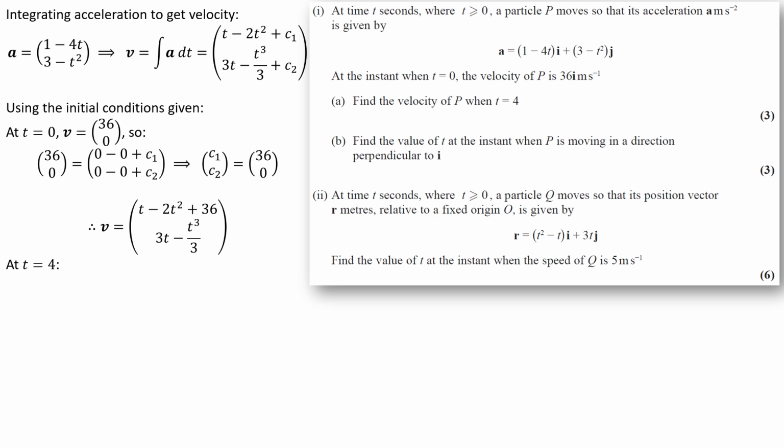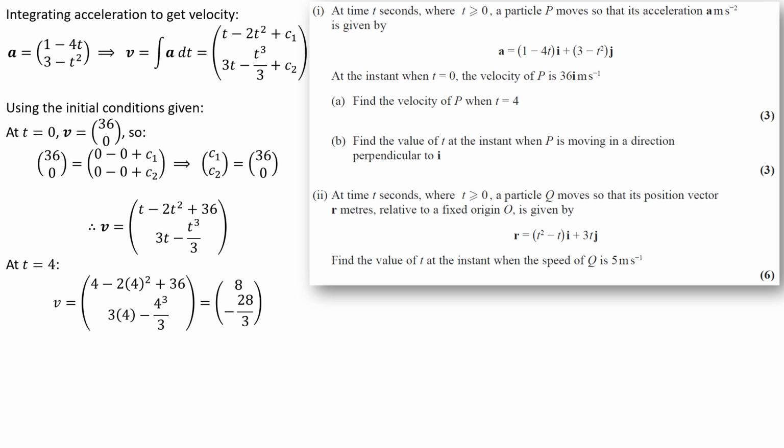Once you've got an expression for v, I can substitute in t equals 4 and I get a particular velocity. I'm keeping it in vector form because if I work out the size of this vector, I'm no longer giving the velocity, I'd just be talking about the speed. The velocity incorporates within itself information about the size and the direction that it's moving.